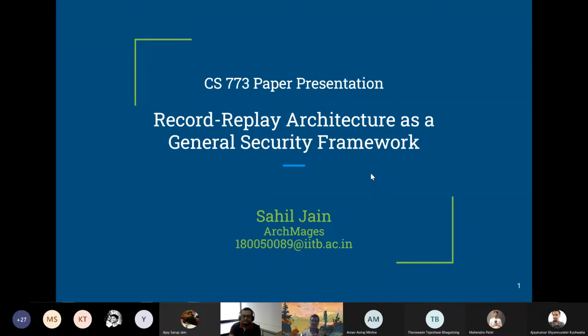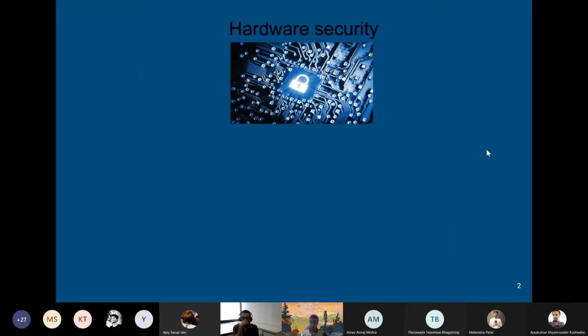Okay, so I'm Sahil Jain from the team ArcMages, and today we'll be presenting this paper named Record Replay Architecture as a general security framework. And what is this paper about?